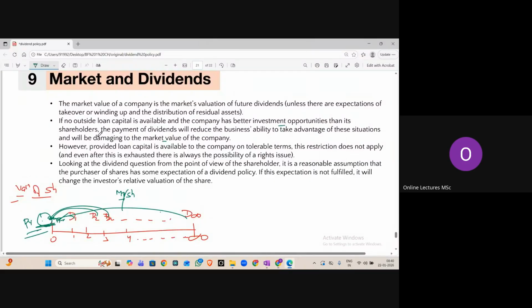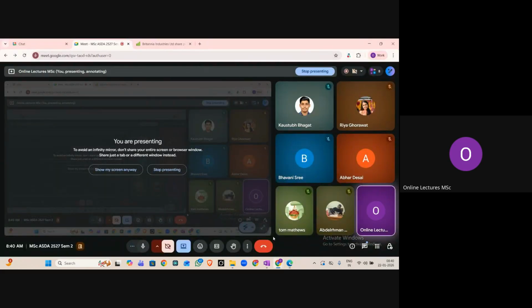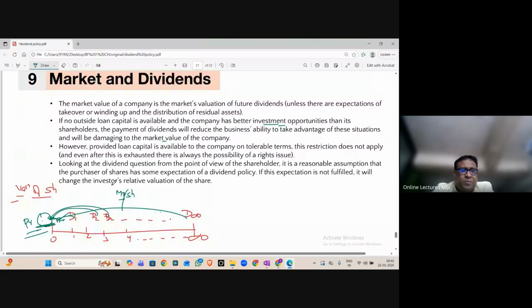So if the company has better opportunities, then of course declaration of dividend was bad. Why is that so? Because declaring dividend took away those opportunities from the company. Am I making sense to you? Students, are we there? Yes, sir. Lovely. Please continue.